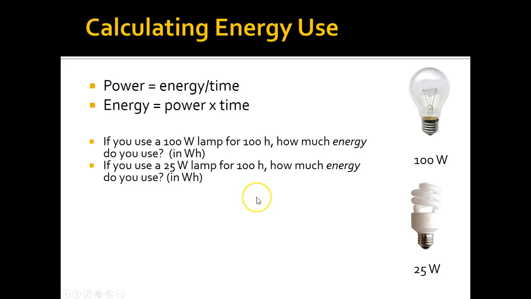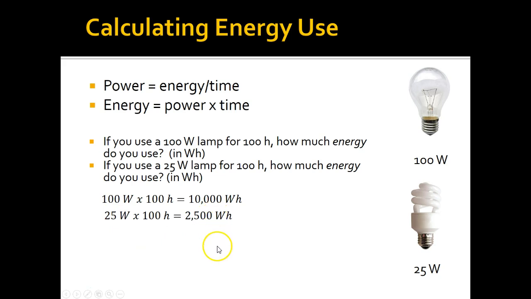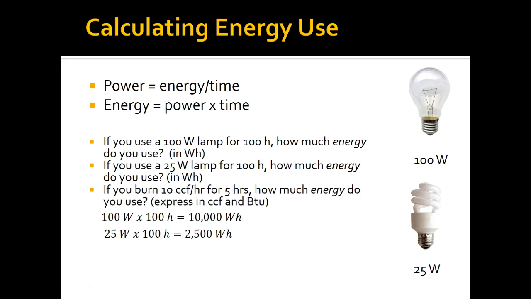All right, so if I have a 25-watt lamp for 100 hours, this is the scenario I mentioned before: you use these two lamps for the same amount of time. How much energy do I use? See if you can set that up. Right, so 25 watts times 100 hours. Power times time is energy, and then you multiply it out, watts times hours is watt hours, and that's my answer. So you can see that if I use these two lamps for the same amount of time, I'm going to use 4 times as much energy with the 100-watt one, because it converts energy at a faster rate. Pretty straightforward.